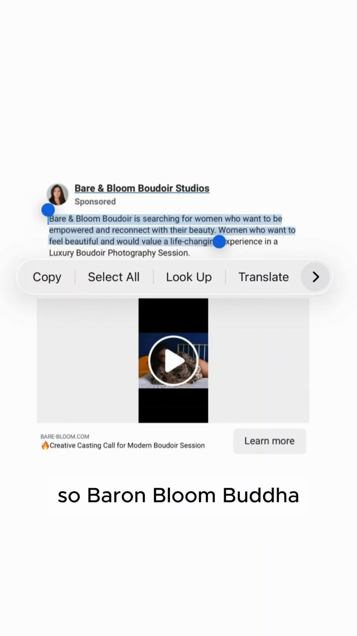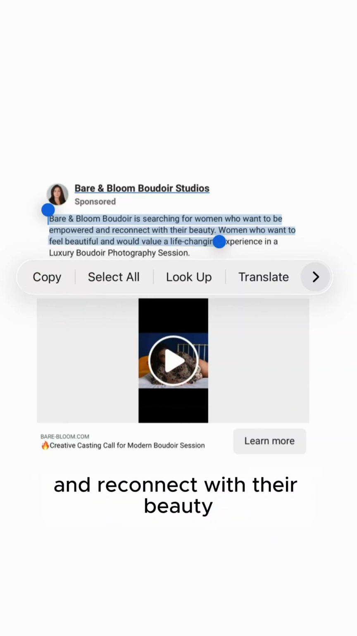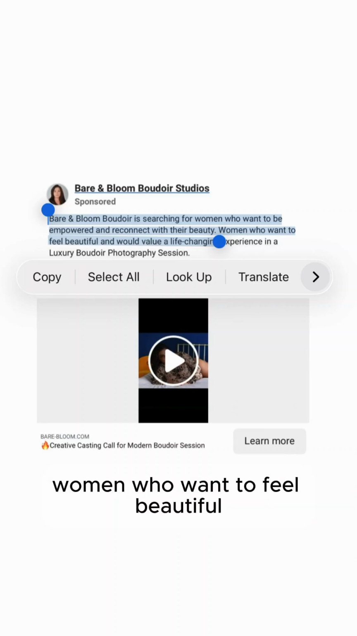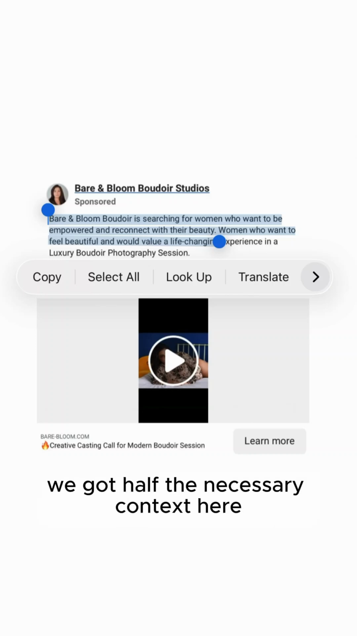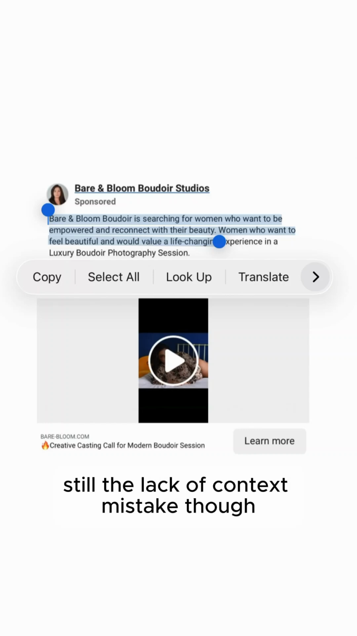Baron Bloom Boudoir is searching for women who want to be empowered and reconnect with their beauty. Women who want to feel beautiful and value life-changing. All right. Okay. All right, so yeah, we got half the necessary context here. Still the lack of context mistake though.